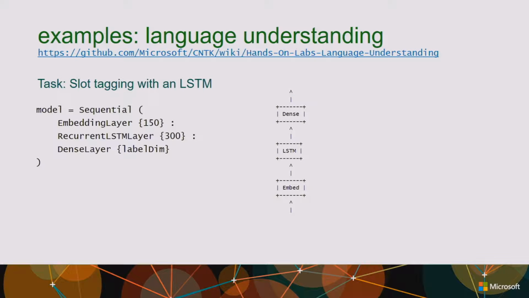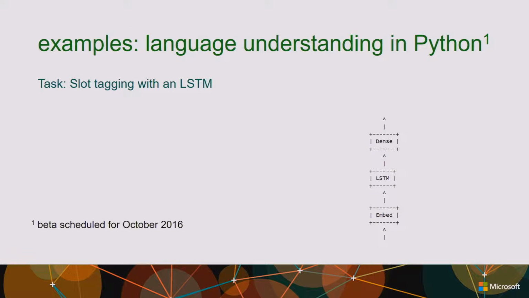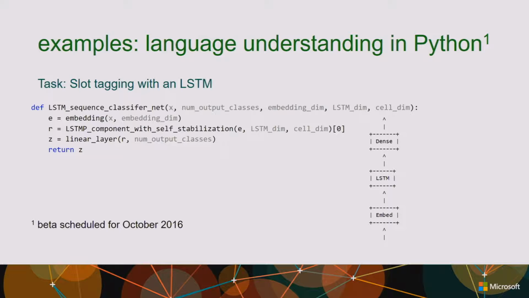And the last example I would like to give is what that would look like in Python. Now, this is not yet available in the current version, but as I said, this is scheduled as a beta version for October. So I'm going to use exactly the same model. And in Python, it turns out it really looks very much the same. You have, again, the embedding layer. Sorry for this kind of complicated name. That will simplify. And it's exactly the representation of the network there.